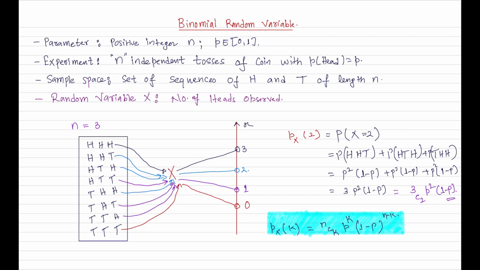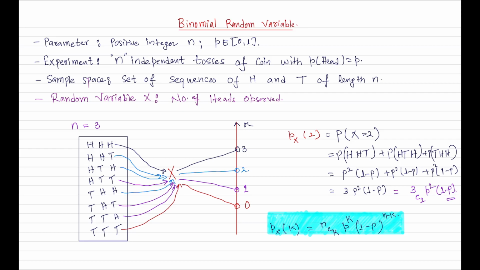And if you look at the sample space, and at the corresponding event where the random variable is taking the value 1, what does it mean that the random variable is taking the value 1? It means that out of 3 trials we are getting one head. So this event corresponds to these 3 outcomes, right? Here we are getting one head, and one head.